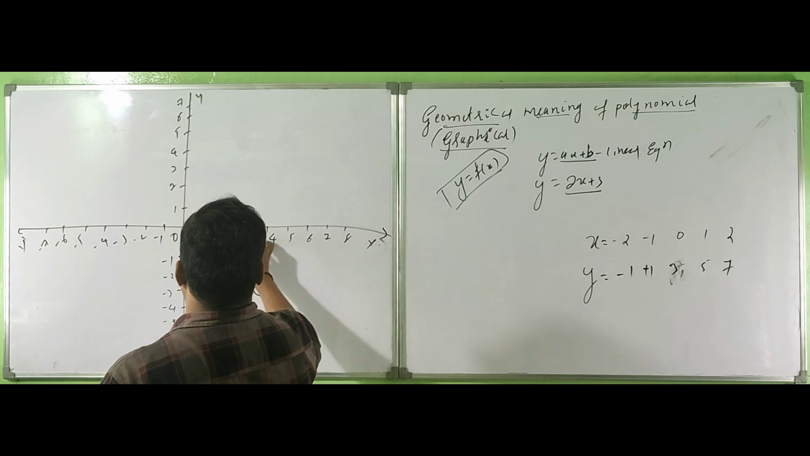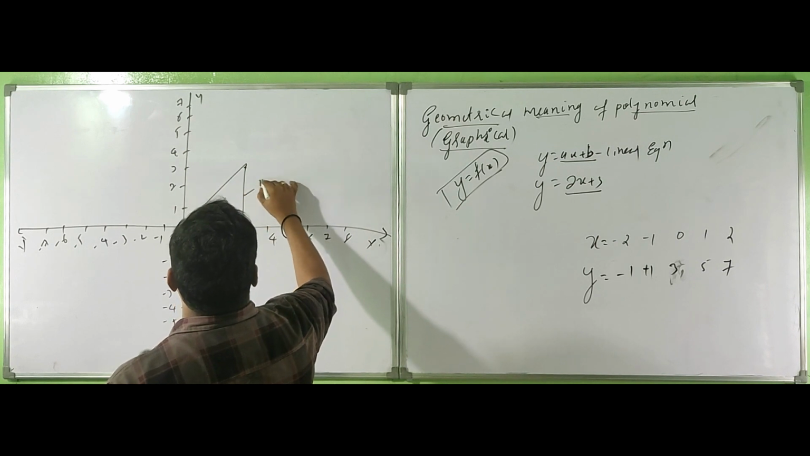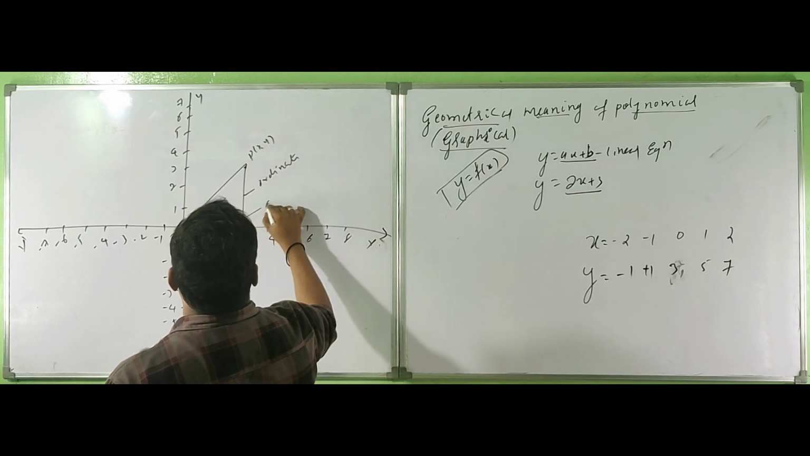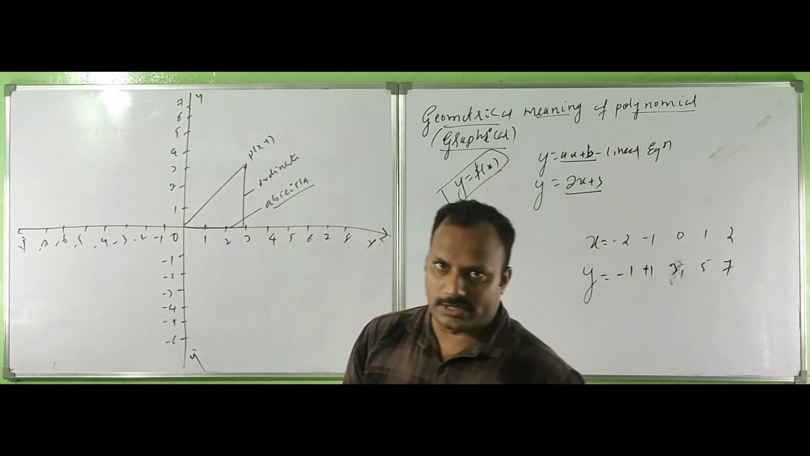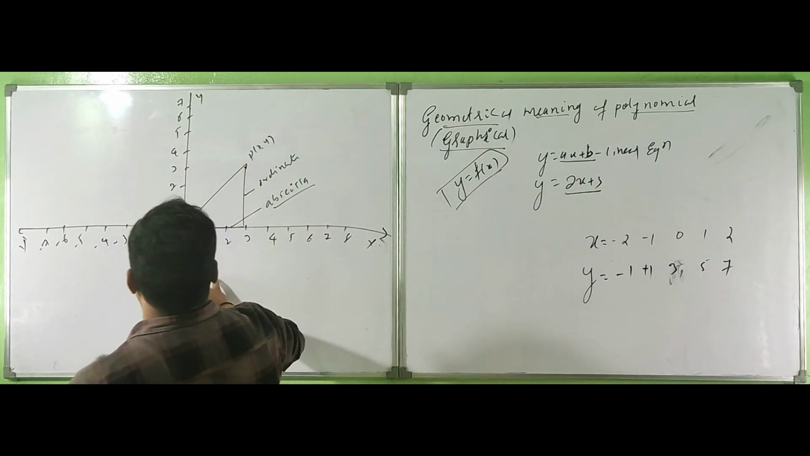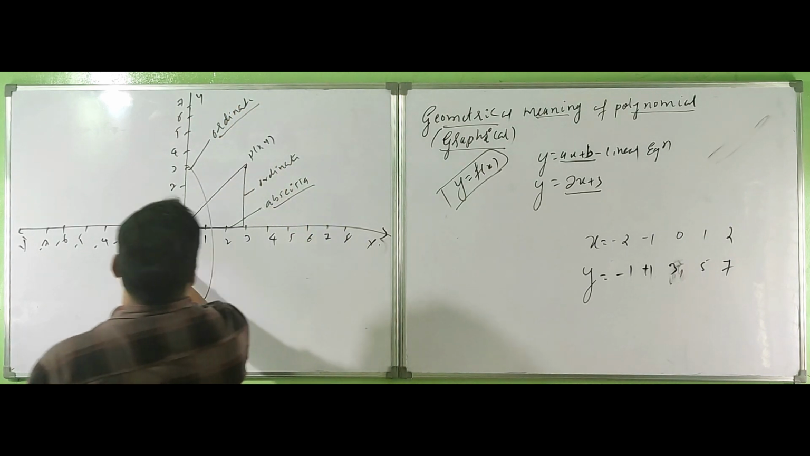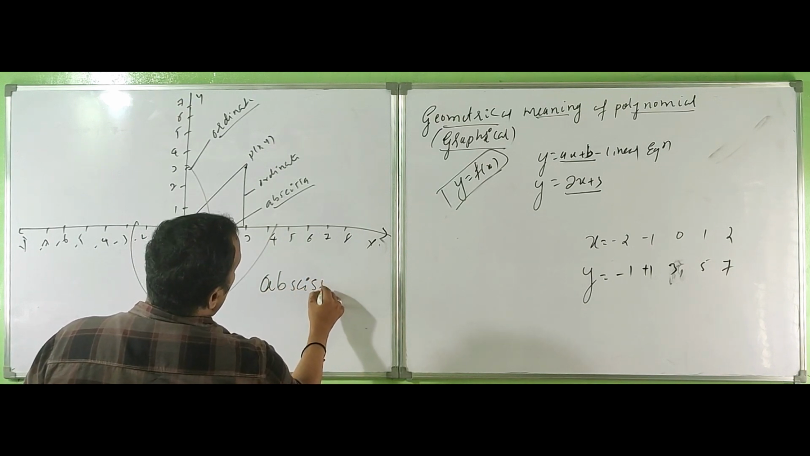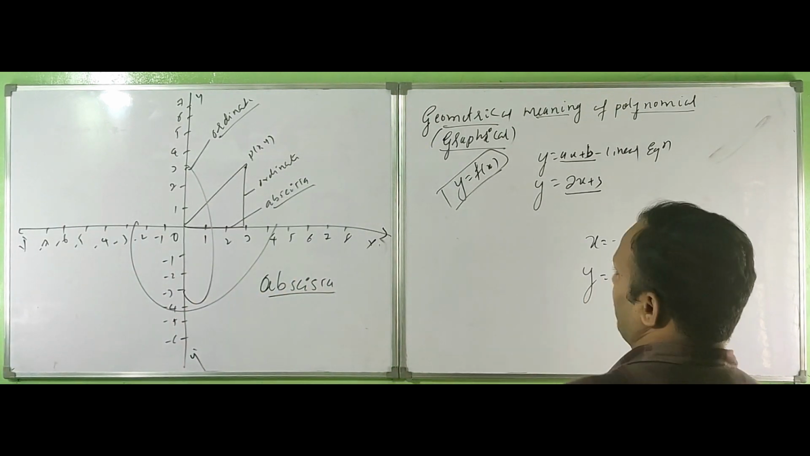This is called abscissa. The point here, no? This is called ordinate. P of x, y: x is called abscissa and y is called ordinate. This axis is the ordinate axis, and this and this are both called abscissa, A B S C I S S A. Abscissa, whatever it may be, right?